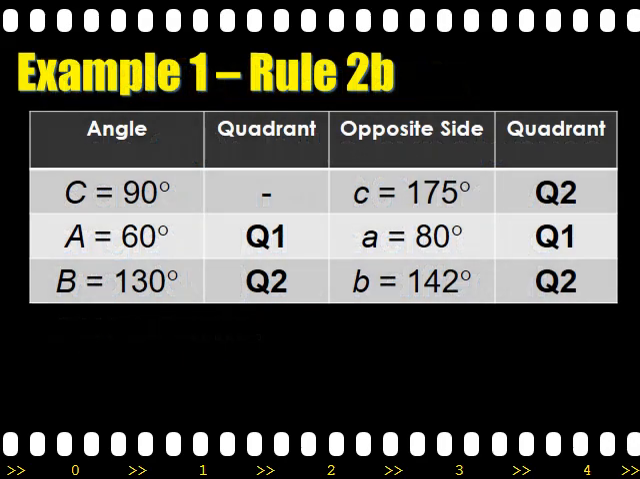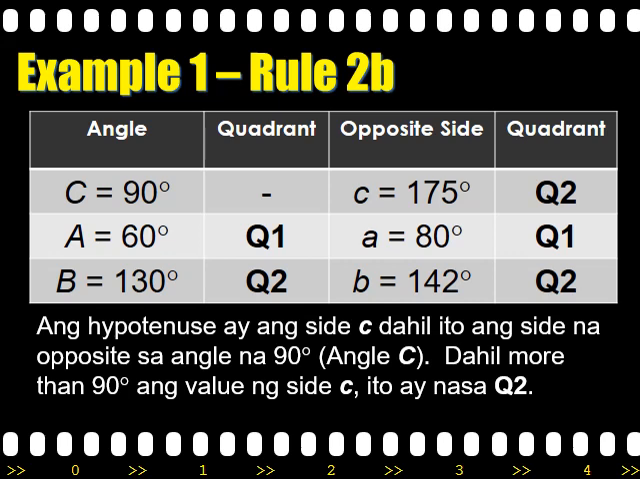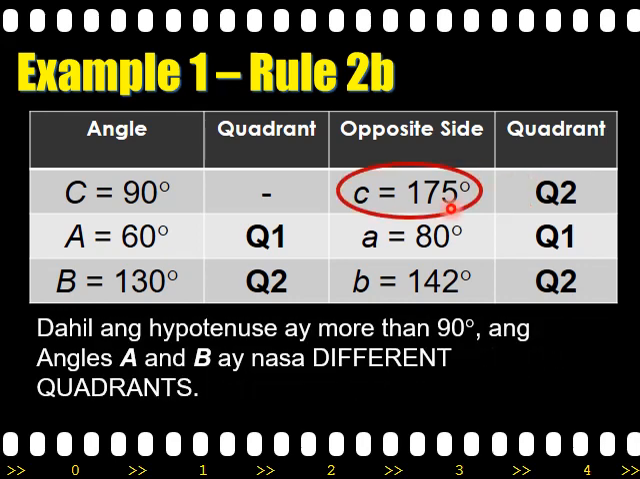Okay, so let's have example number 1 for rule 2B. So, for example, meron tayong hypotenuse which is equal to 175 degrees. So, this is greater than 90 degrees. Okay, kasi 175. So, that means this one is in Q2. So, ano magiging implication nito? Okay, so let's see further. Since greater than 90 degrees yung ating hypotenuse, ibig sabihin, yung ating dalawang angles na A and B, dapat ay nasa magkaibang quadrants.